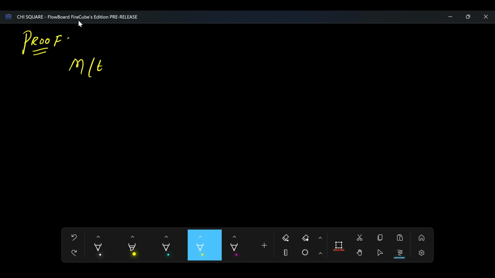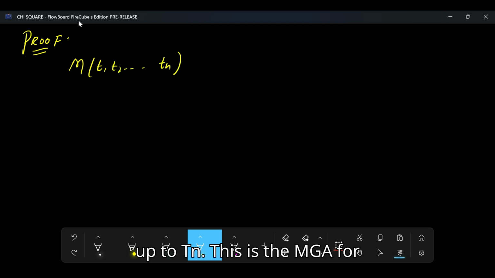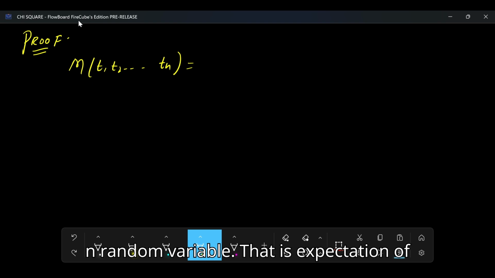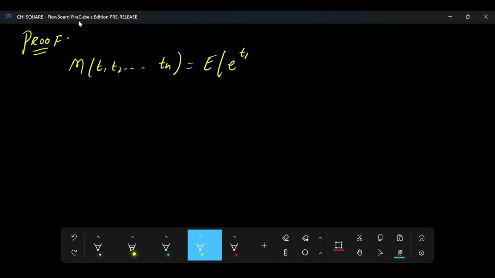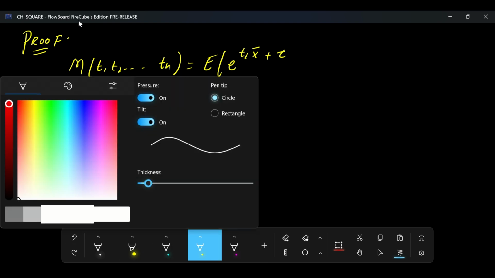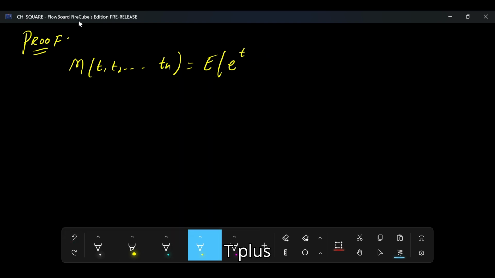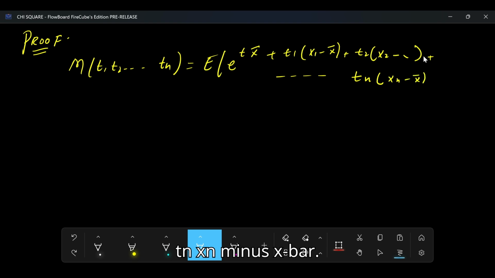We have M(t1, t2, up to tn). This is the MGF of n random variables. That is expectation of e raised to t X bar plus t1 (X1 minus X bar) plus t2 (X2 minus X bar) plus up to tn (Xn minus X bar). Clear?